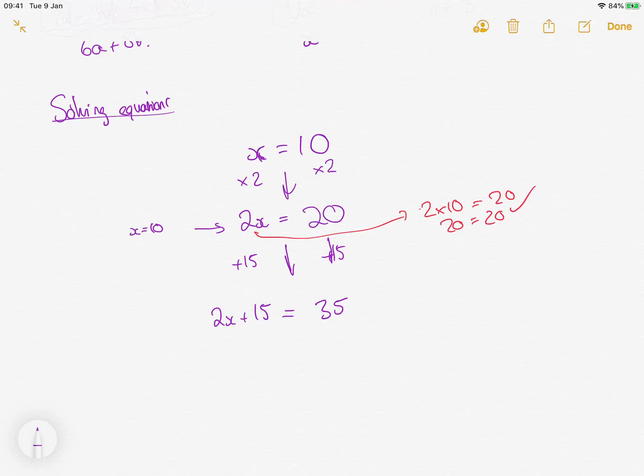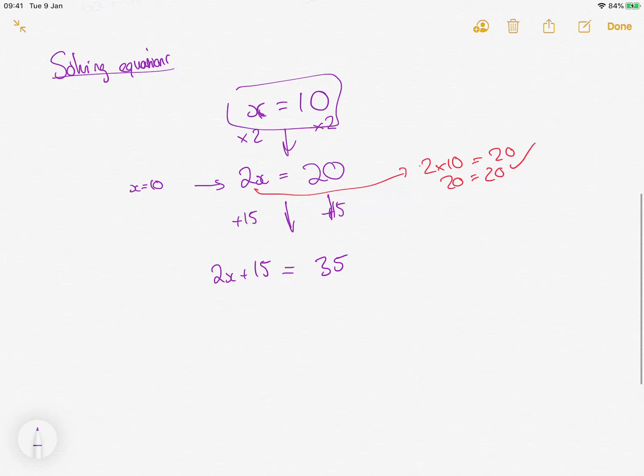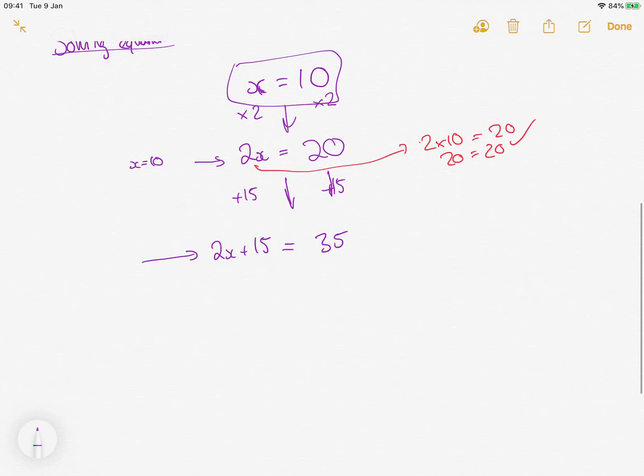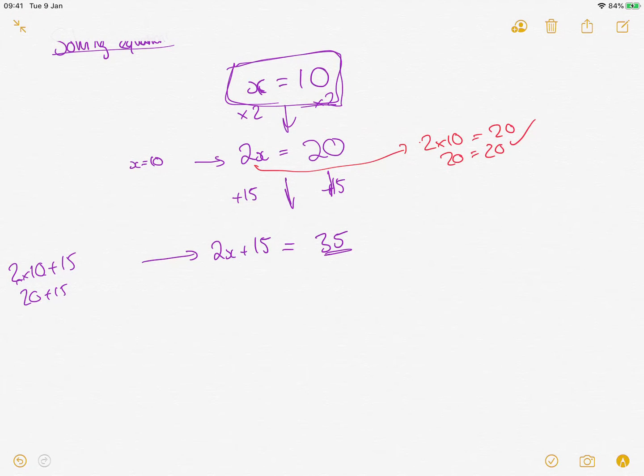35. Now I can sub x equals 10 back into here, and that would be 2 times 10 plus 15, and what we should find is it equals 35. Well, let's test that. 2 times 10 is 20, add 15 is 35, so yeah, that's still an equation that makes sense on the basis that x equals 10.